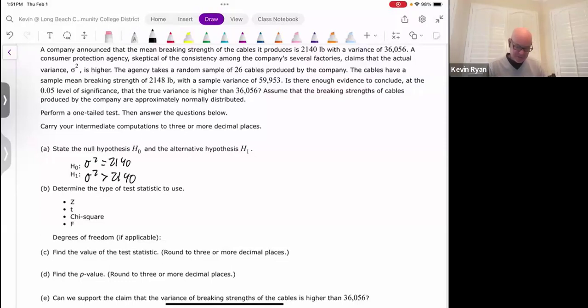The agency takes a random sample of 26 cables produced by the company. The cables have a sample mean breaking strength of 2,148 with the sample variance of 59,953. Is there enough evidence to conclude at the 5% level of significance that the true variance is higher than that? All right, let's draw a picture.